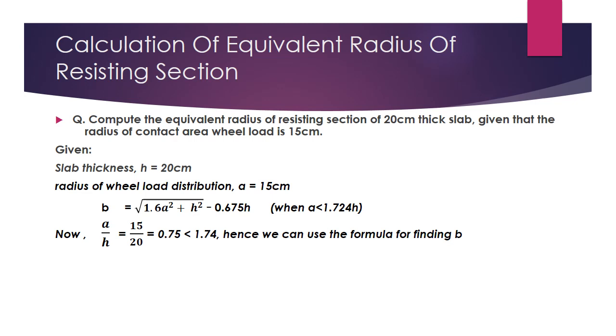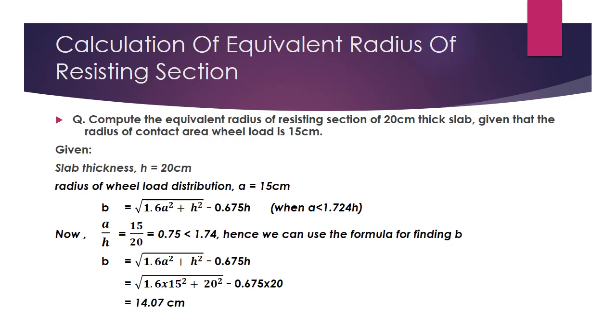a by h, 15 by 20, comes up to be equal to 0.75, which is less than 1.724. Hence we can use the formula for finding b. So just substitute the values of a and h in the formula, and we will get a value of 14.07, which is the value of our equivalent radius of resisting section.